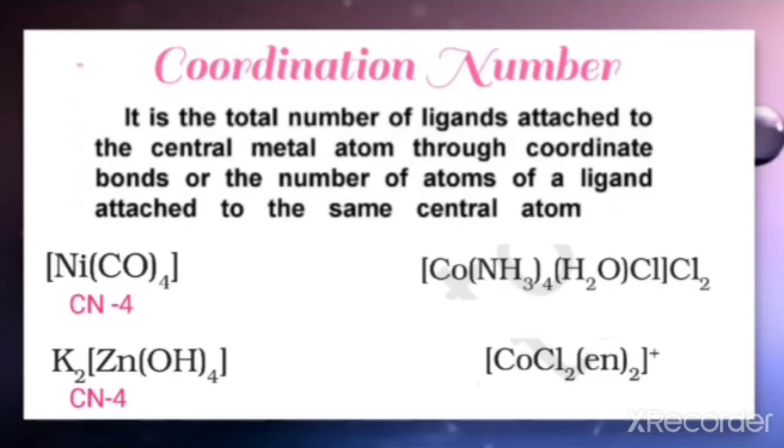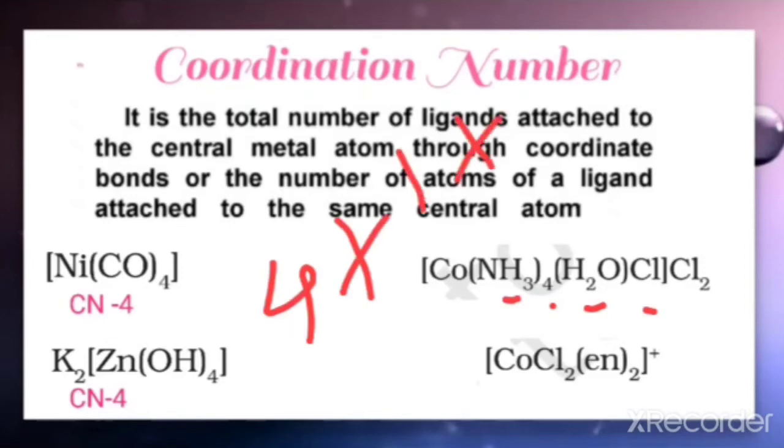But when you look at the other two complexes, this complex is heteroleptic because you can see that three different types of ligands are present, that is NH3, 4 NH3 are there, 1 water is the ligand and 1 Cl is there. So the total is equal to 6. So we can say that the coordination number for this is 6.